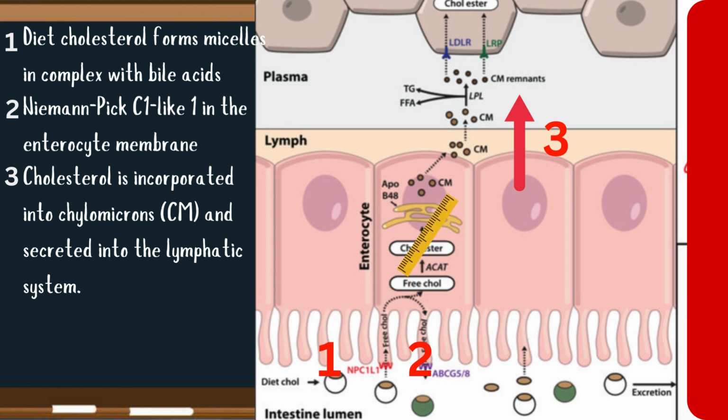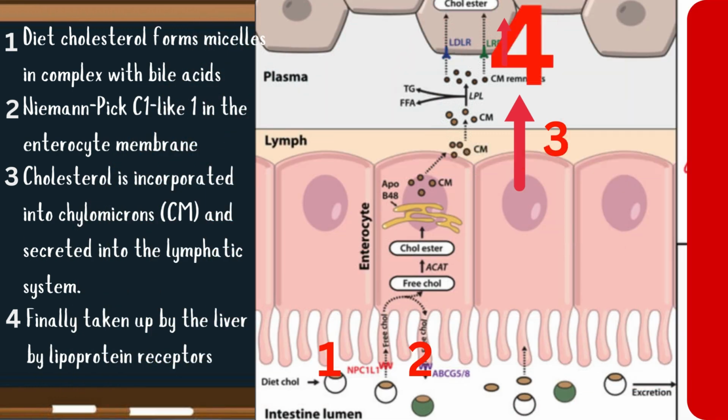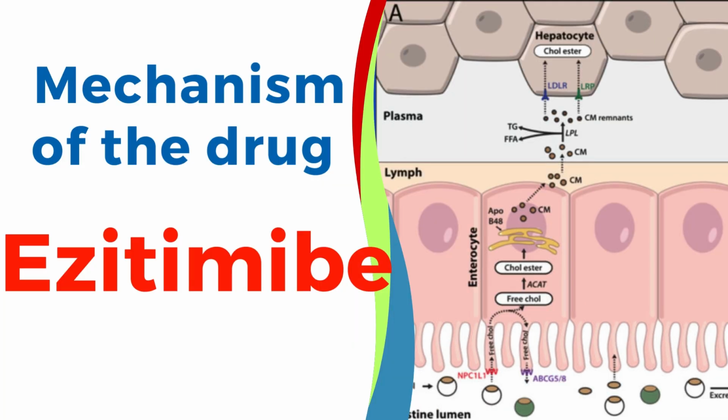Cholesterol, after entering the small intestinal cells, will be esterified and incorporated into chylomicrons, CM, and secreted into the lymphatic system. Once in the lymph, they are drained into the plasma, where lipoprotein lipase activity degrades the triglycerides and becomes a remnant in the chylomicrons, which are eventually taken up by the liver, by the low-density lipoprotein receptor or LDLR-associated proteins.